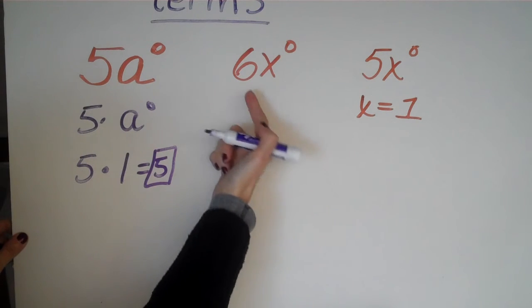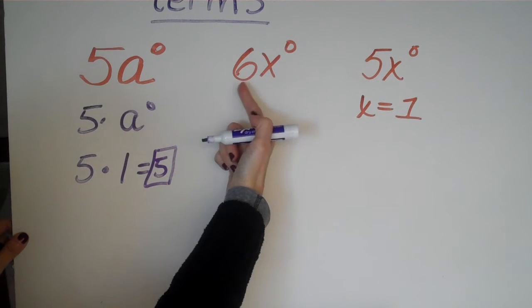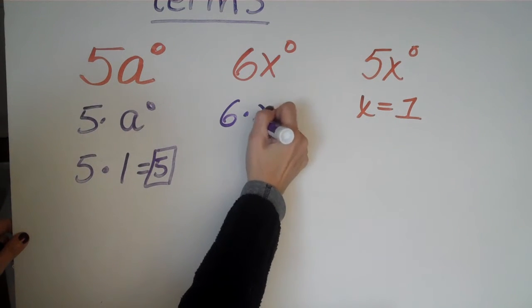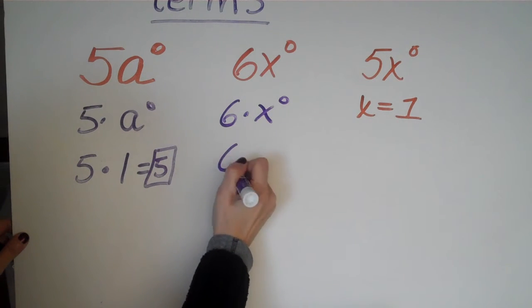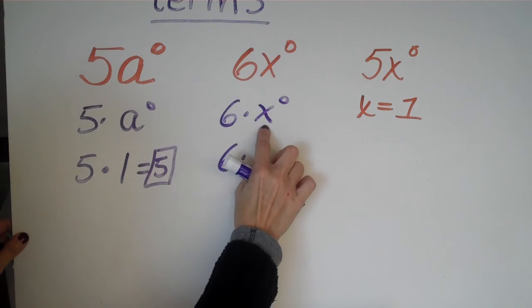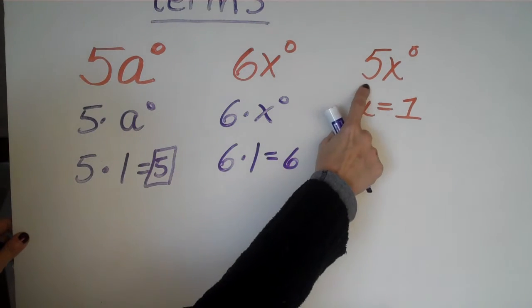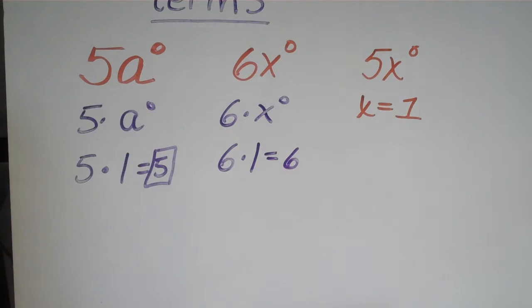Let's try this one. 6x to the 0 power becomes 6 times x to the 0 power, and that becomes 6 times 1, which is 6. Now 5 times x to the 0 power, or 5x to the 0 power.